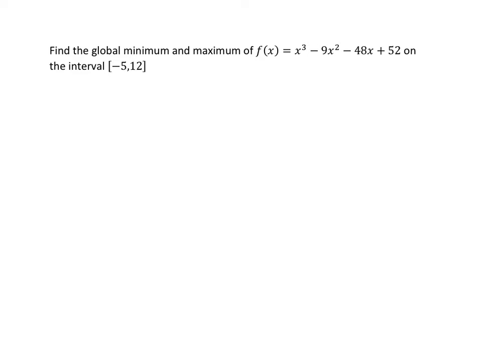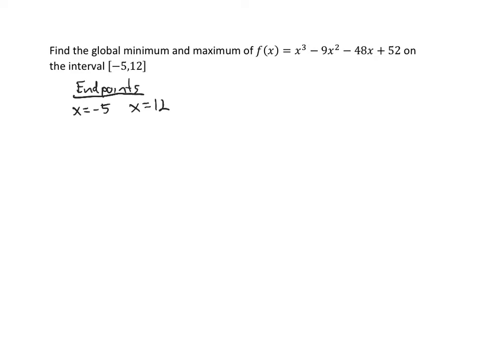All right, so now we're going to apply that idea to find the actual global minimum and maximum of a function. We're going to find it for f of x equals x cubed minus 9x squared minus 48x plus 52 on the interval -5 to 12. So far we know the endpoints of the function because we have this interval. The endpoints are at x equals -5 and x equals 12. So those are two possible places of the global maximum and minimum.